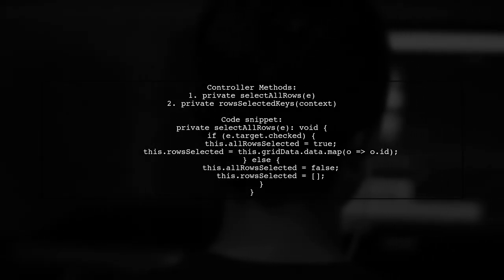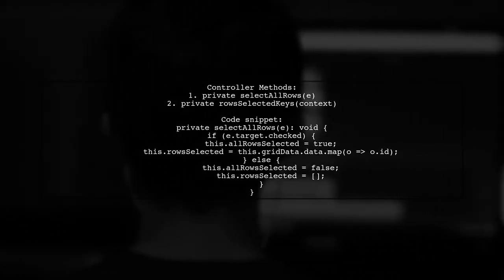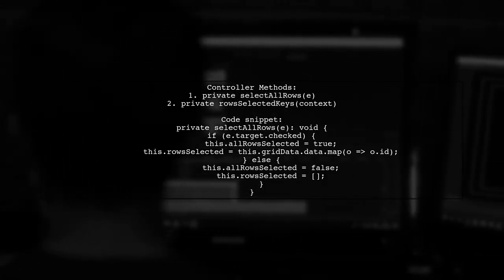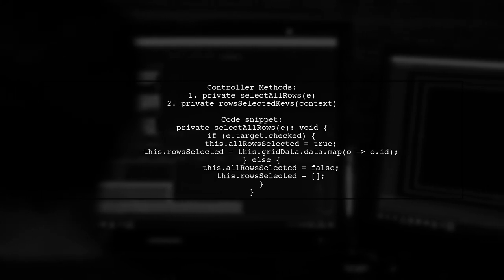In the controller, they define methods to handle row selection and the select all functionality, ensuring that only filtered data is checked.